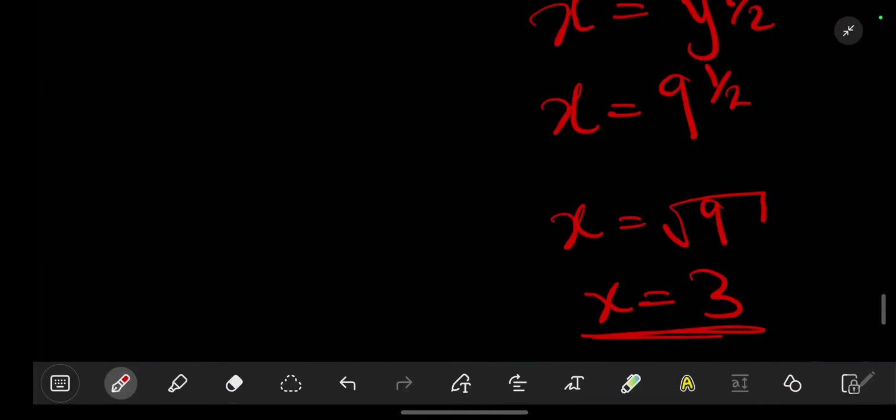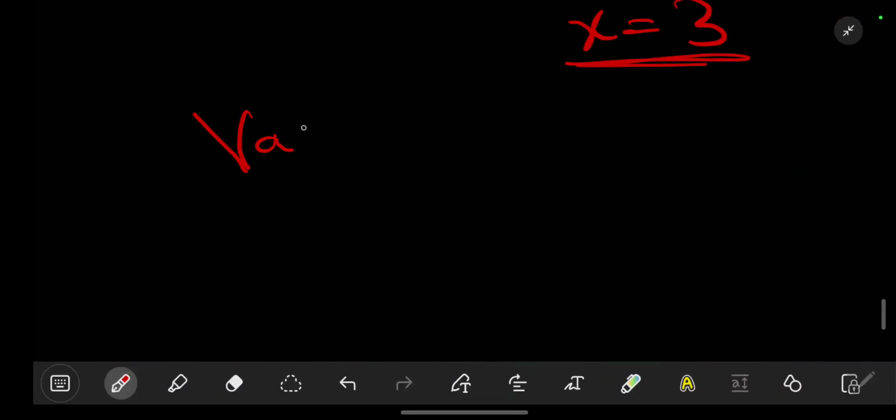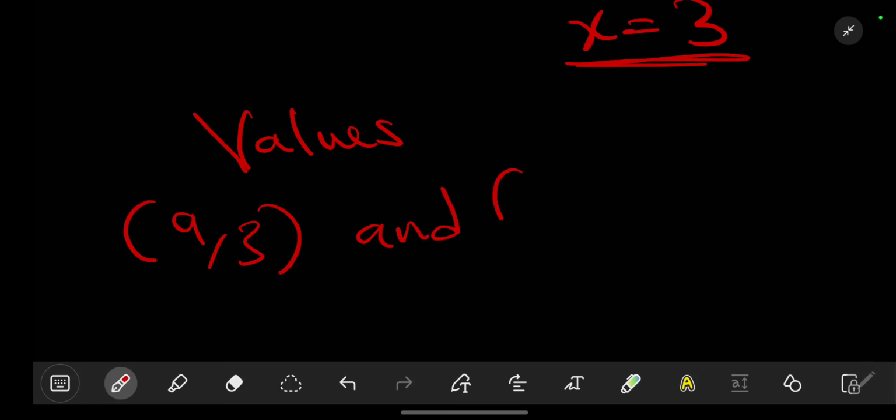Therefore, we can conclude that the values are 9, 3, remember, and 3, 9. It's more like they have interchanged, like that. So these are all the possible values of x and y that satisfy that equation. Let's move on to our next question.